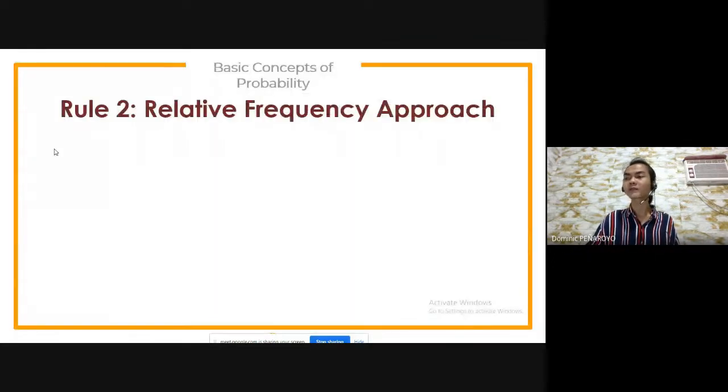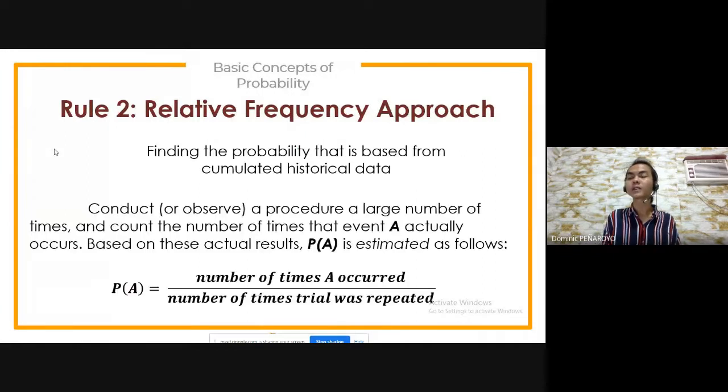Second is the relative frequency approach. When we say relative frequency approach, it's actually based on the accumulated historical data. So you conduct or observe a procedure a large number of times and count the number of times that event A actually occurs. Based on these actual results, the probability of an event is estimated as the number of times A occurred over the number of times the trial was repeated.